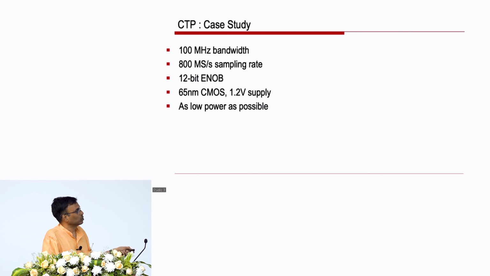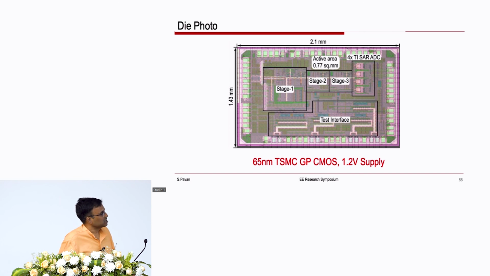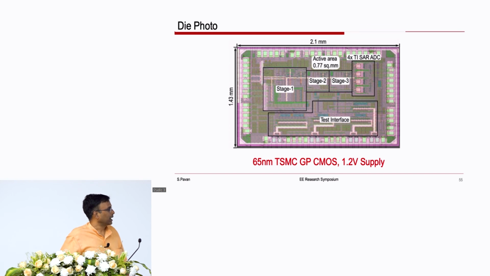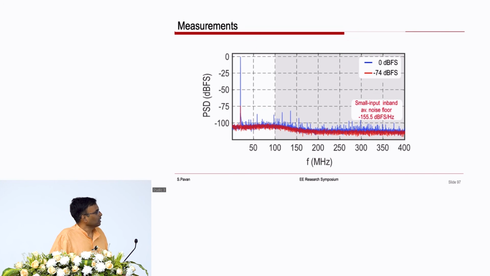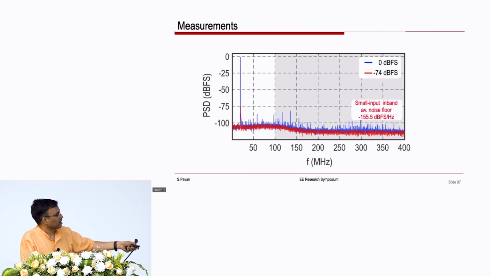So you can see that the oversampling ratio is 4 in 65 nanometer CMOS. This is the chip, and it uses a 1.2 volt supply. I'm not sure people who have not measured ADCs or looked at ADCs before will be able to appreciate this, but the bottom line is that it works.